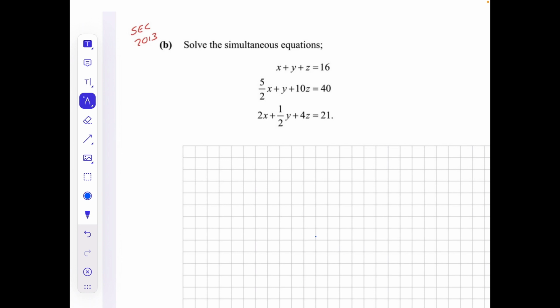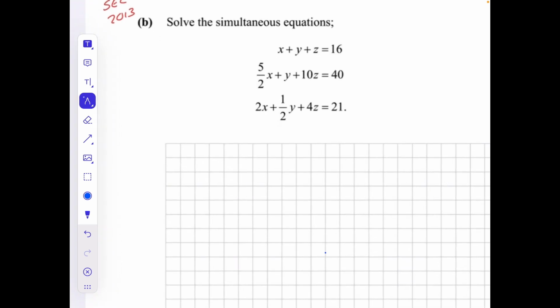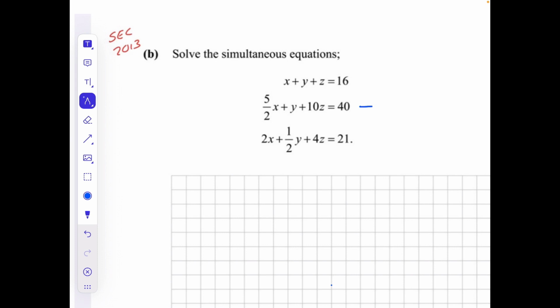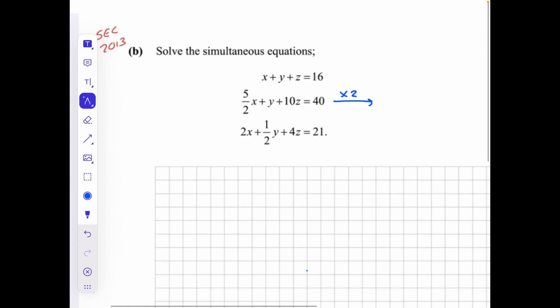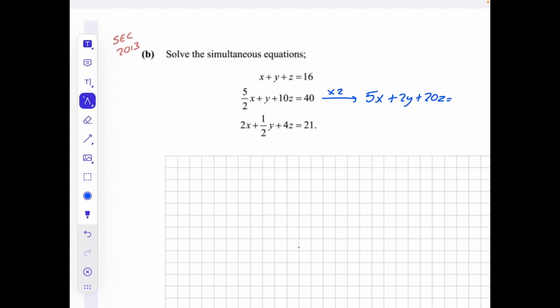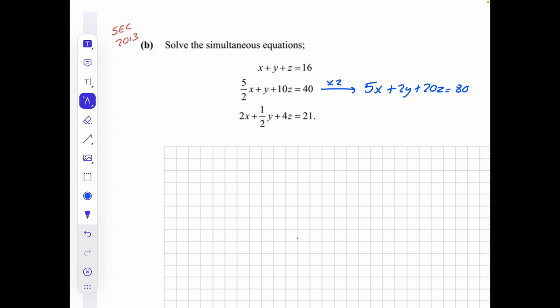What I'm going to do instead is turn this into a question with no fractions, and then I can continue as I've been doing all the other examples. Okay, so with this one here, I want to get rid of that 5 over 2. I don't really want a fraction in my question. If I multiply 5 over 2 by 2, the fraction's going to be gone. I'm going to be left with 5. So if I multiply this whole line by 2, 5 over 2 multiplied by 2 is 5. Y multiplied by 2 is 2y plus 20z is equal to 80.